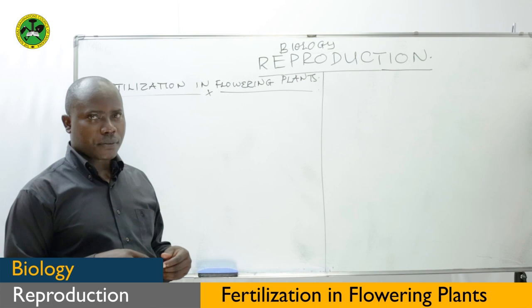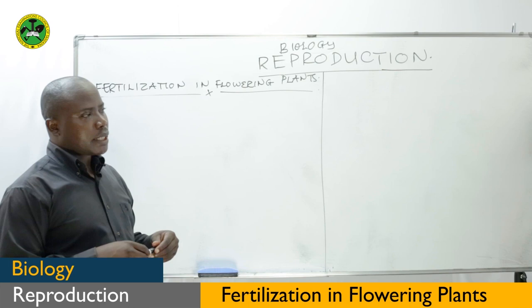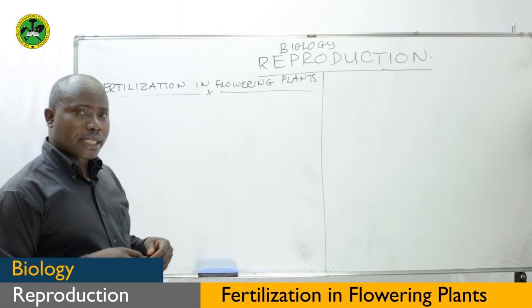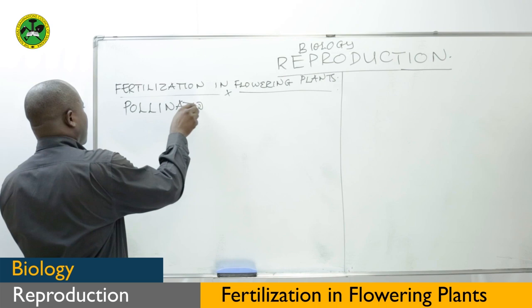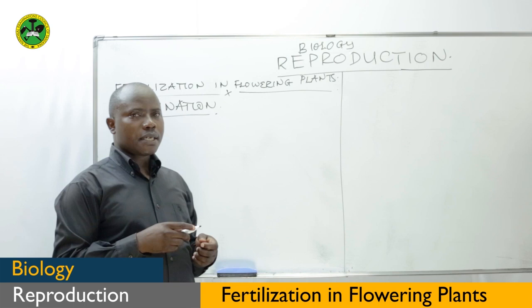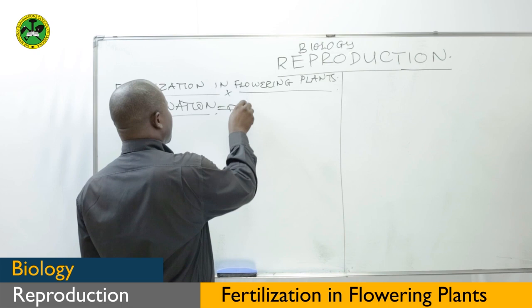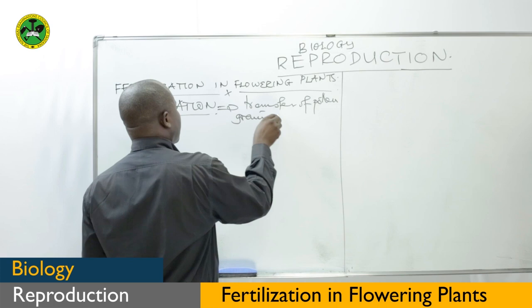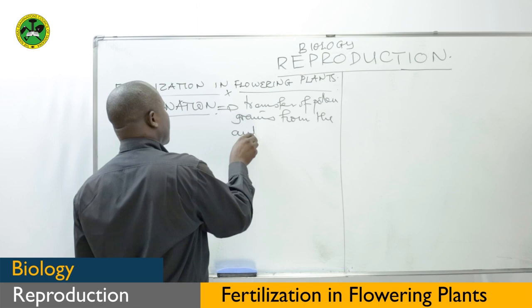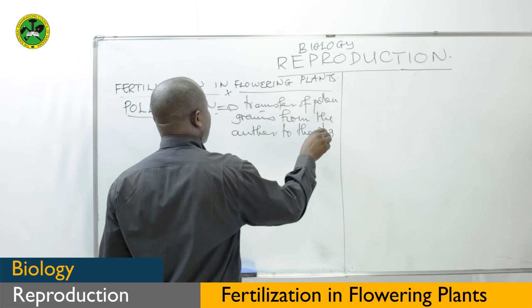But before we go into this concept, let us go back to another important aspect of fertilization known as pollination, because the pollen grains must be transferred from the anther to the stigma. It means this refers to transfer of pollen grains from the anther to the stigma, so that fertilization can take place.